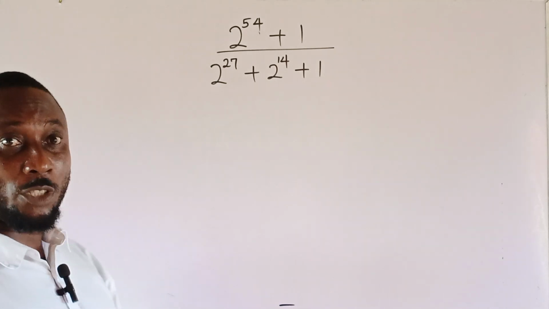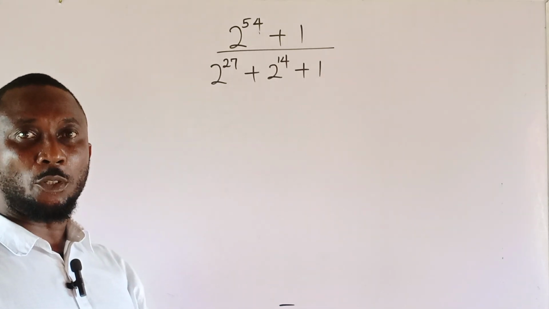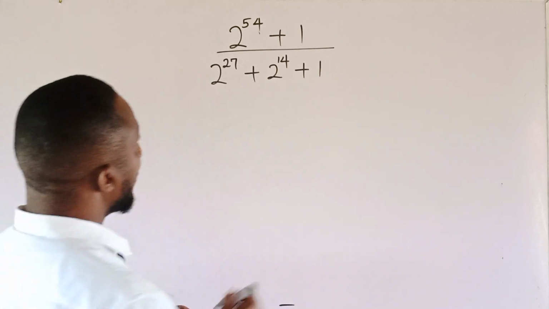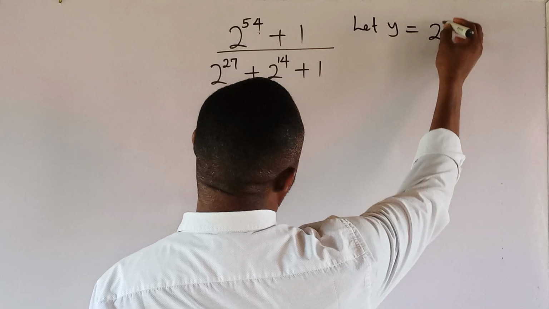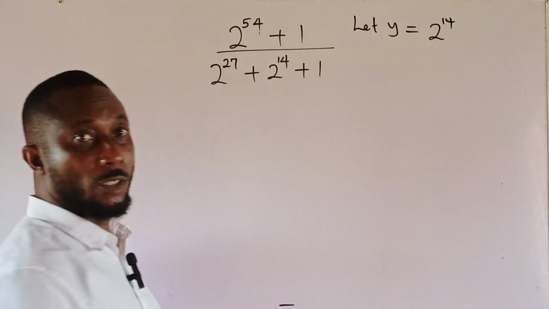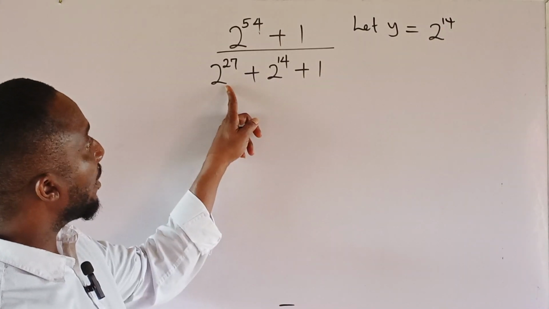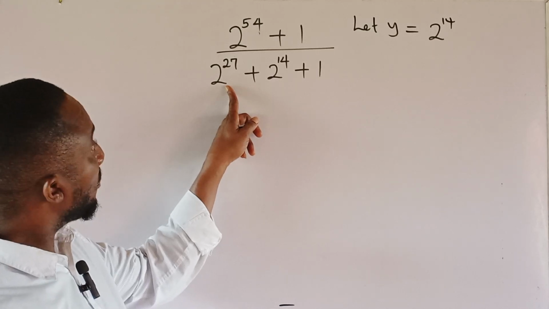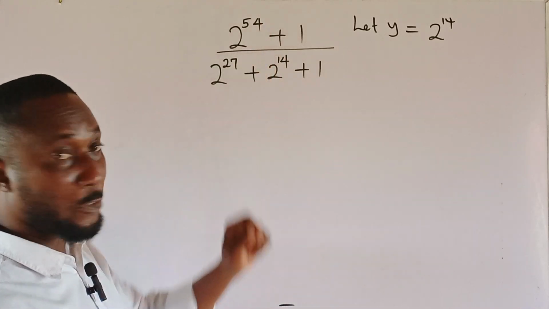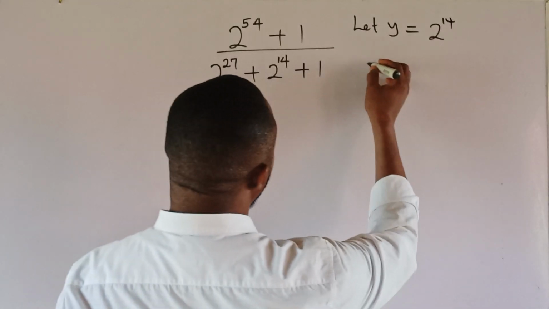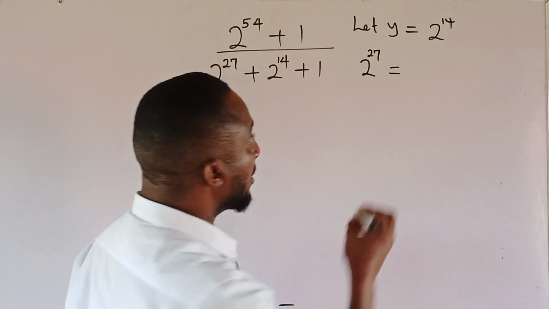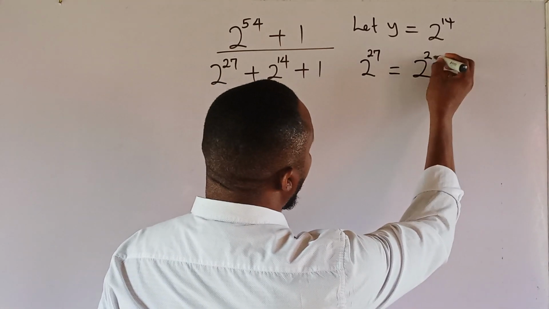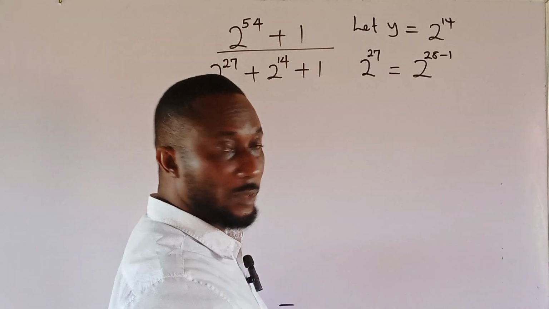The first thing we shall do is make an algebraic substitution. Let y equal 2 to the power of 14. With this, I can then simplify 2 to the power of 27 and 2 to the power of 54. We shall start with 2 to the power of 27. This is the same thing as 2 to the power of 28 minus 1.